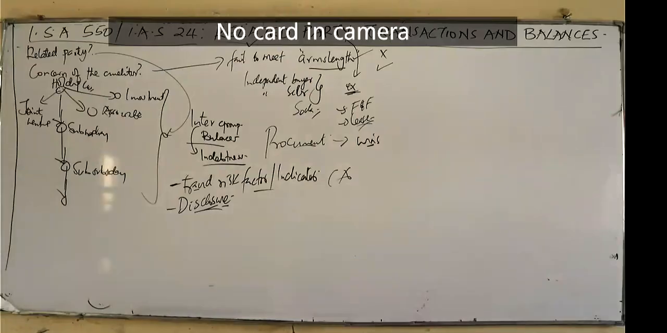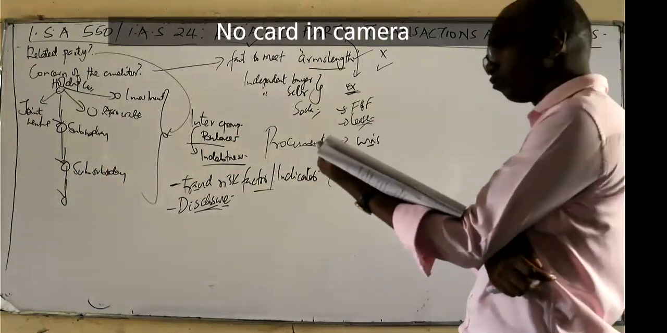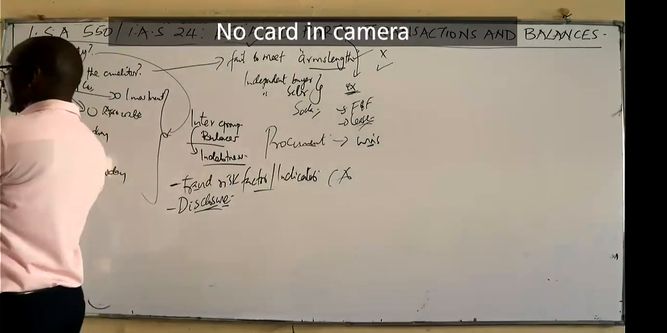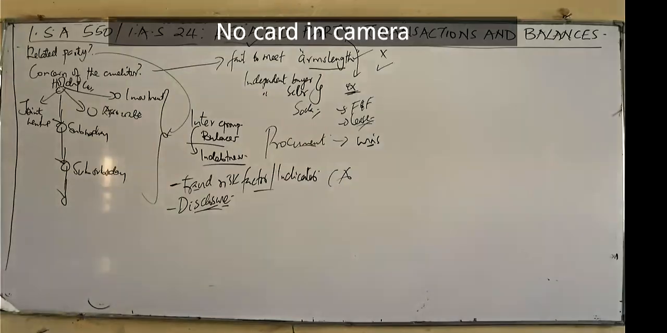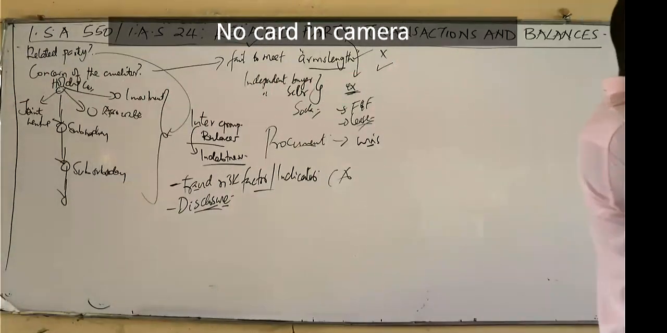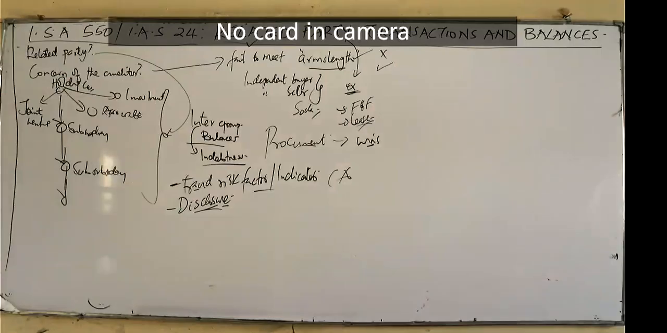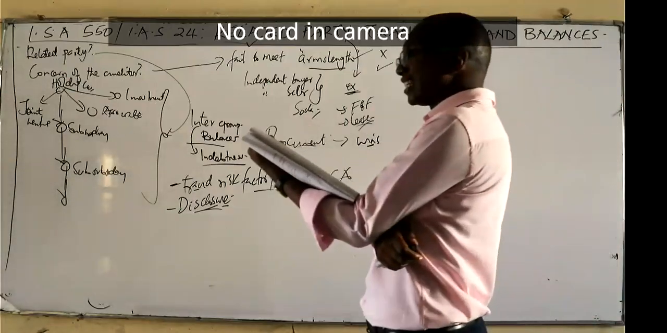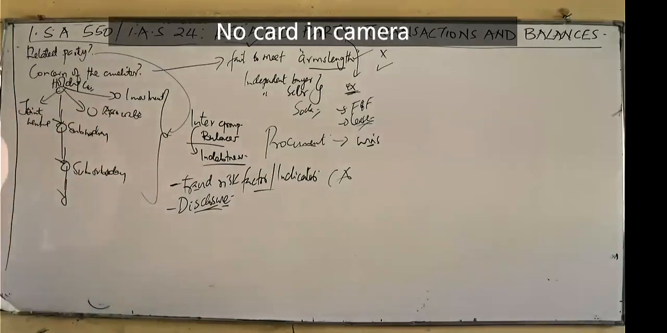has a joint control over the entity, or is under common control, e.g., parent company, subsidiaries, and sub-subsidiaries. Perfect.